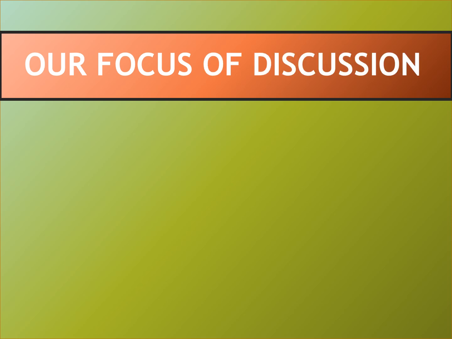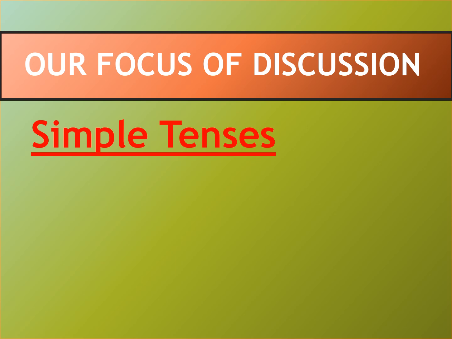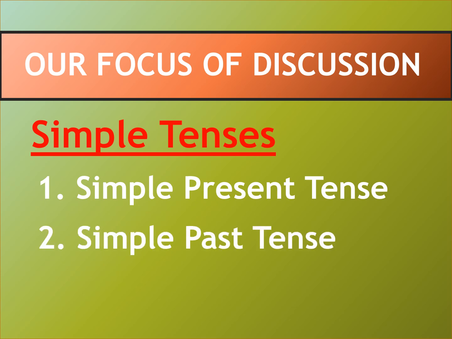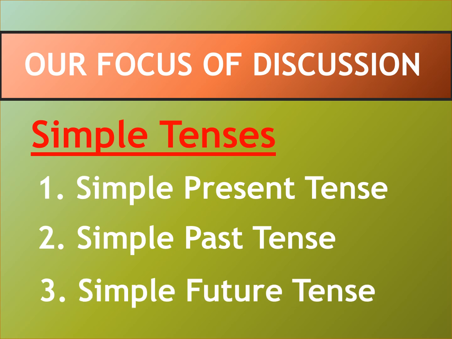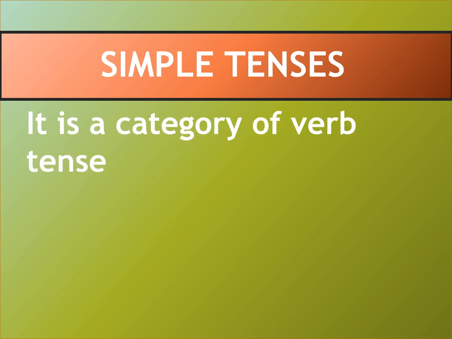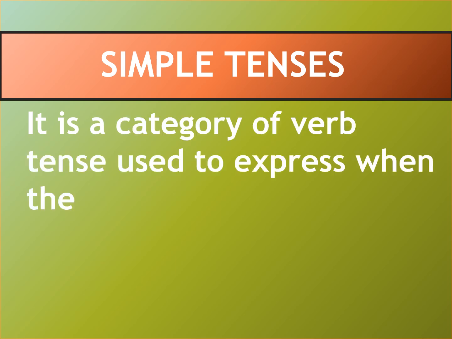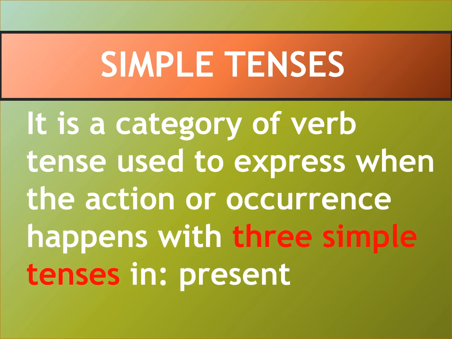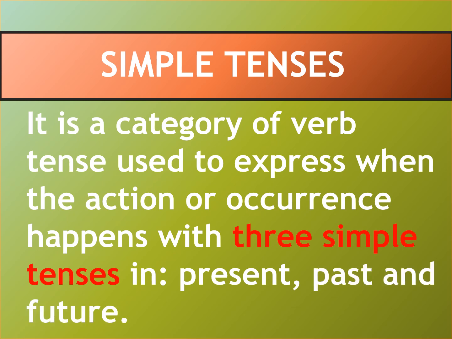So now our focus of discussion is about simple tenses, which includes simple present tense, simple past tense, and simple future tense. First, let's define simple tenses. It is a category of verb tense used to express when the action or occurrence happens with 3 simple tenses in present, past, and future.